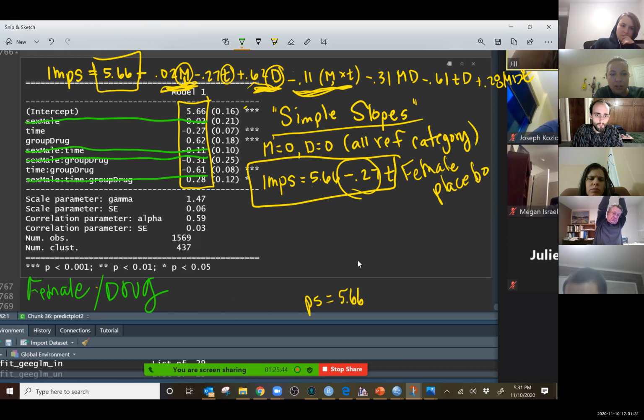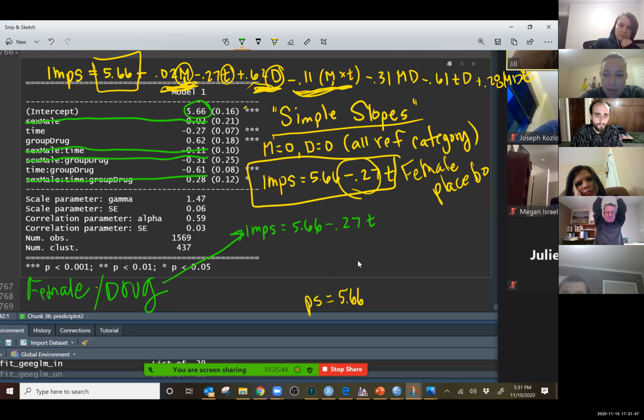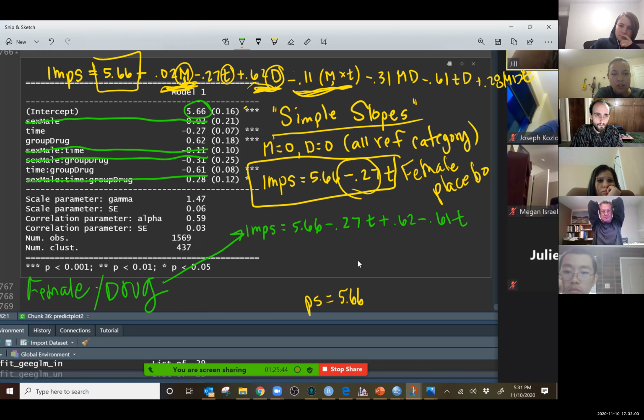So what are we left with? We'd have IMPS equals 5.66 minus 0.27 T plus 0.62 because they're in the drug group. So drug would be 1, minus 0.61 time because drug would be 1.